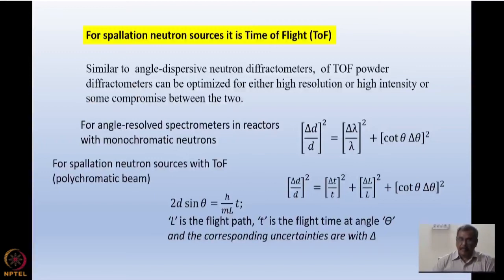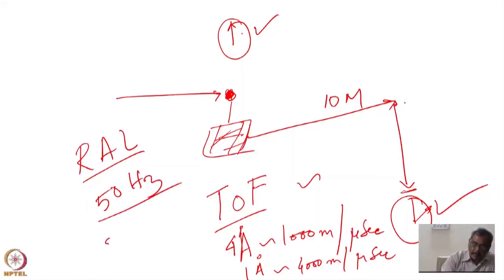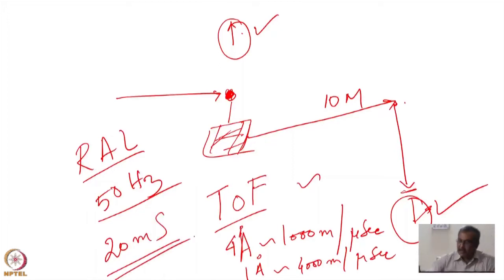Whereas in the case of spallation neutron sources, because it is typically a pulse source, the source is suitable for time of flight spectroscopy. For example, the Rutherford Appleton Laboratory, RAL, has a 50 hertz source. That means 50 pulses per second, which means there are 20 milliseconds between the pulses. So I can count neutrons pulse by pulse.